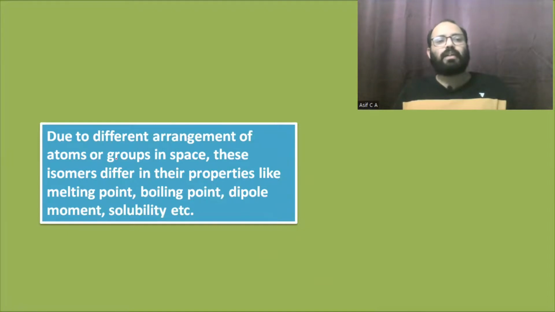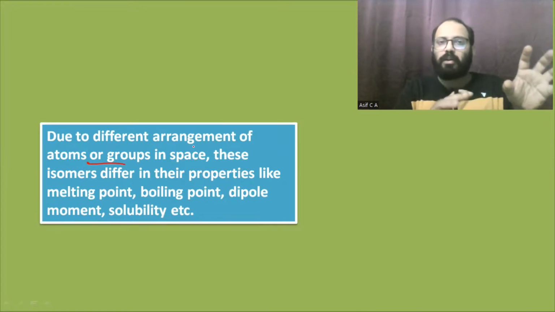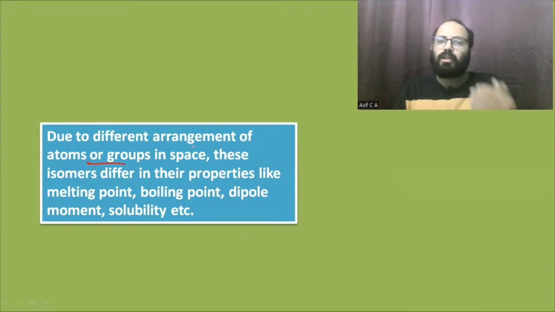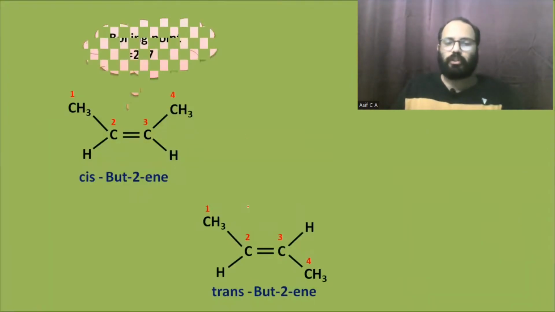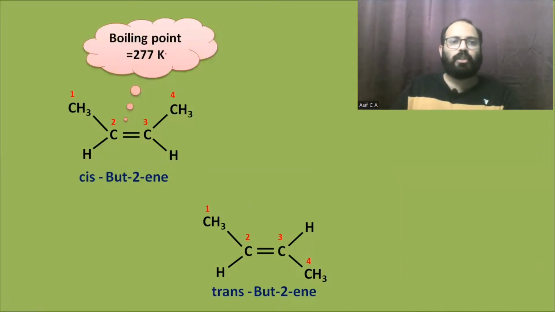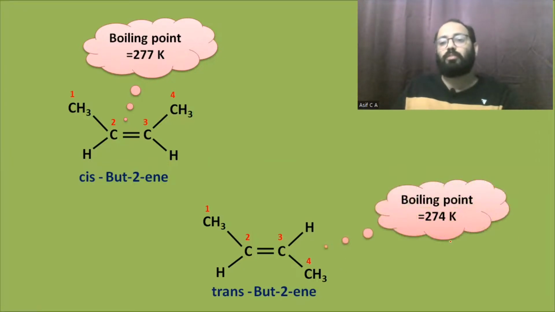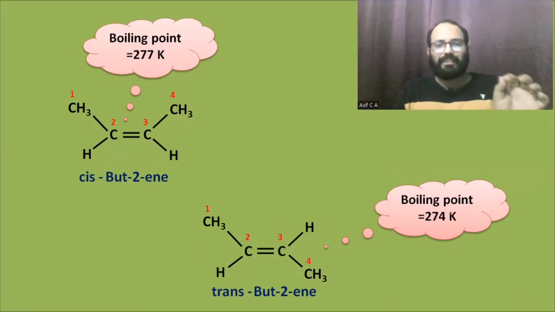And because of this difference in the arrangement of atoms or groups in space, their melting point and boiling point will all be different. The structure is the same, but because their spatial arrangement is different, cis and trans will differ in melting point, boiling point and stability. Let us see that. Look at cis and trans butene. For the boiling point, cis butene has a boiling point of 277 Kelvin. Trans butene has a boiling point of 274 Kelvin. Even though it is only a slight difference of 3 Kelvin, there is a difference. So we can say that cis butene, and there is a chance of choose-the-incorrect-statement questions coming.